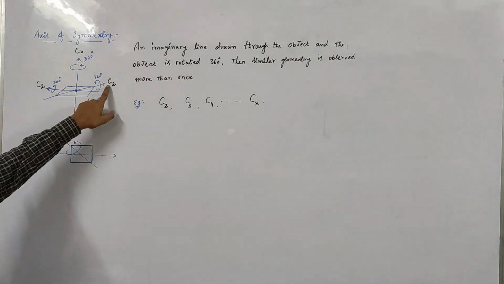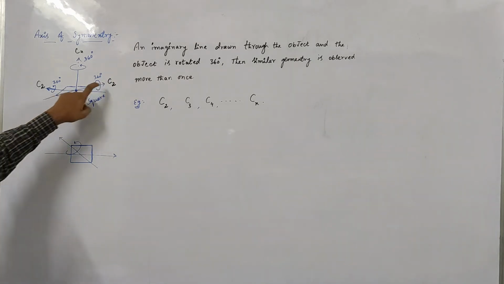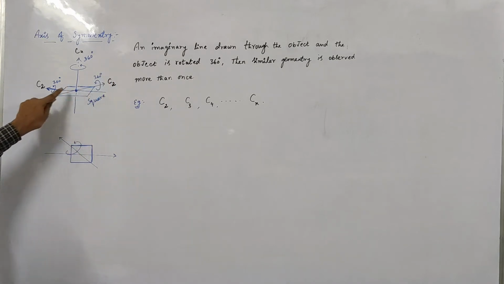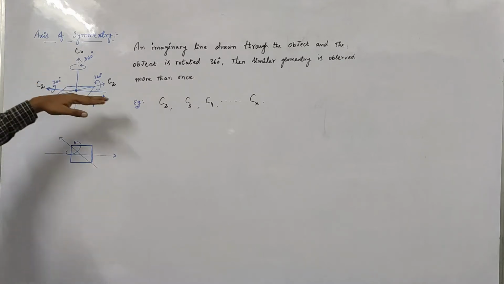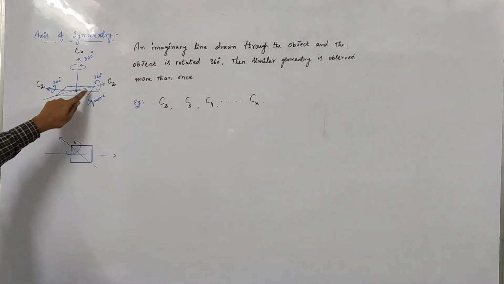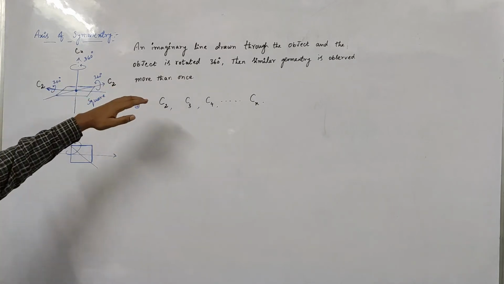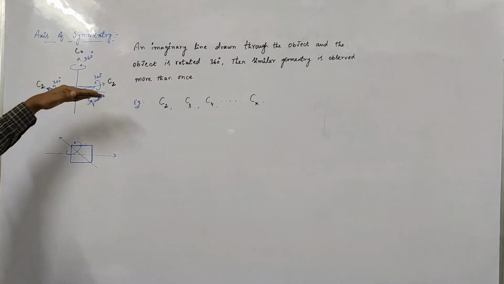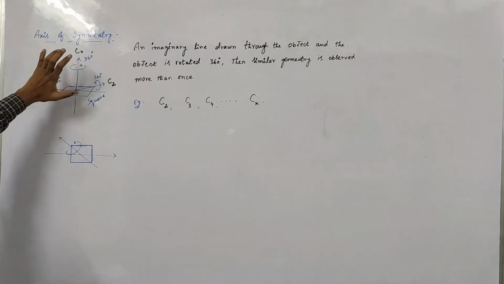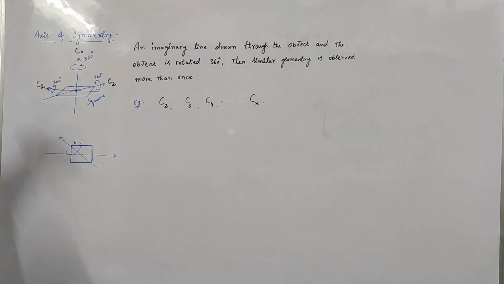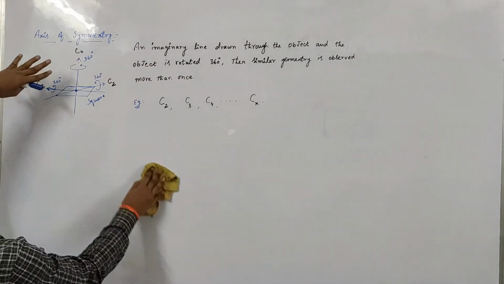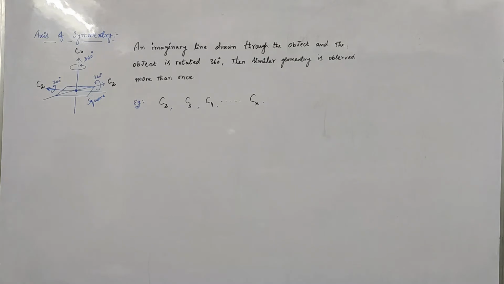This C2 axis of symmetry is when the imaginary line passes through corners. This imaginary line is passed through edges. This is the diagonal. This one passes through the edges, that is through the center of the system. And what about this one? This only passes through the center point. Correct? So as such, for this square, how many axes of symmetry do you have? 3. 1 C4 and 2 C2 axes of symmetry.